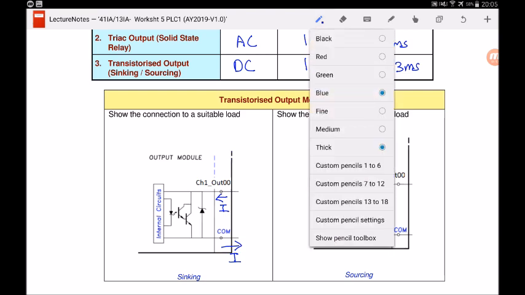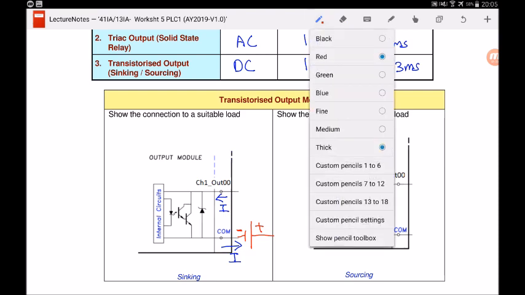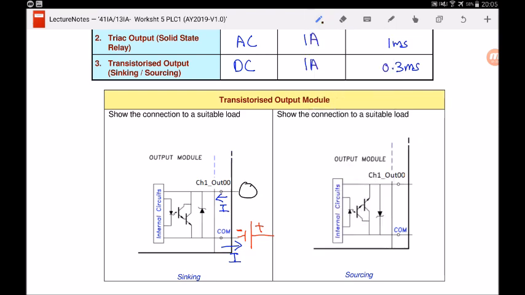So how should I connect the battery source? I will connect a negative to the COM because current is flowing into the battery source now, and positive on the other side. And a typical DC load, in this case, I will use a light bulb. A 24 volts light bulb is a DC load, and I will connect up the power supply to the load. So this is how I connect the transistorized output module.